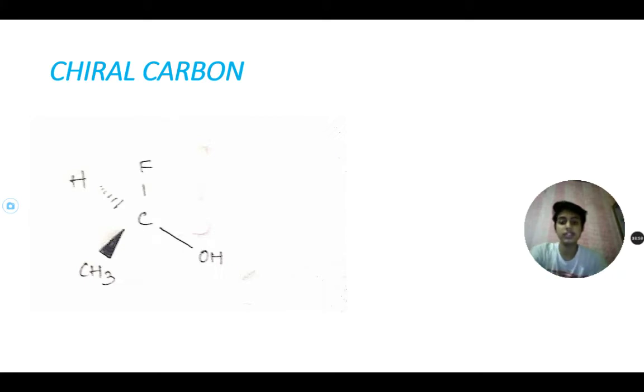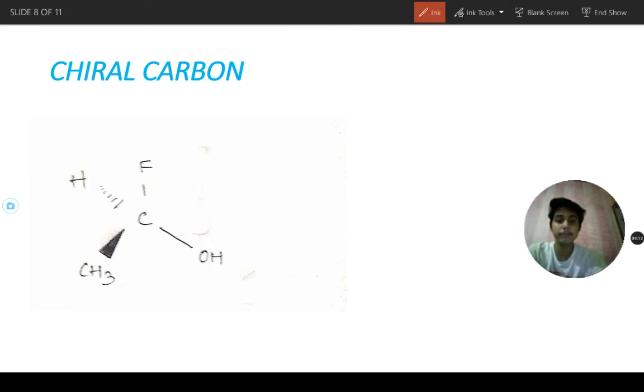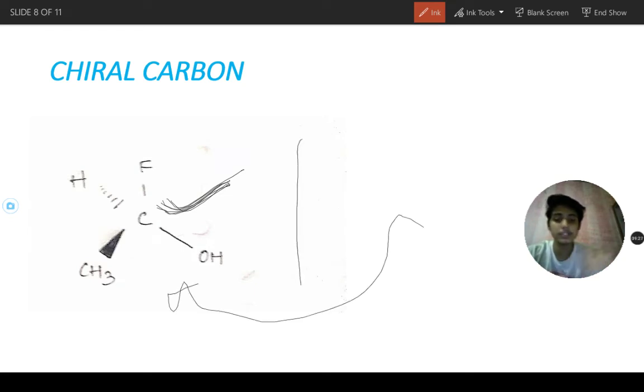See, here is one example. C is connected to F, OH, CH3 and H. We have seen this CH3 is coming towards us and H is going away from us. So here C is an asymmetric carbon, that yesterday we have seen, and also yesterday we have seen the mirror image as well. And here the chiral carbon means what? Its mirror image does not superimpose. We cannot superimpose the mirror image. This is all about chiral carbon here.